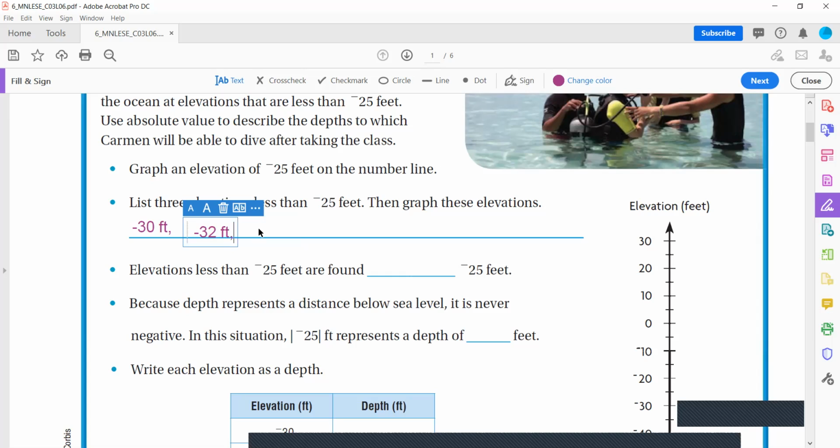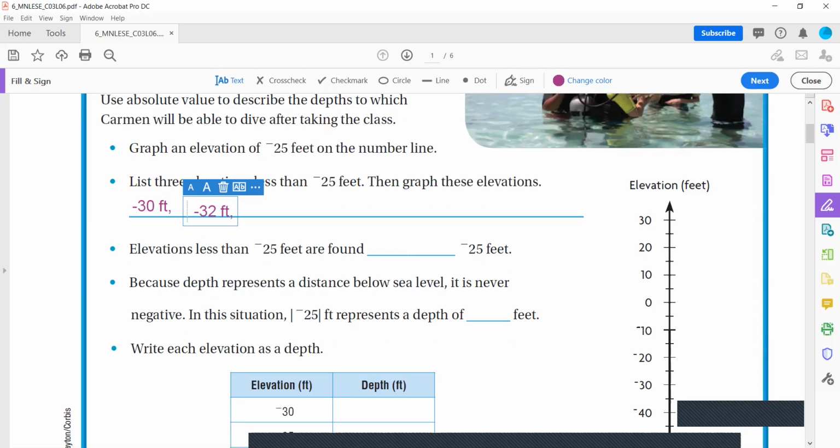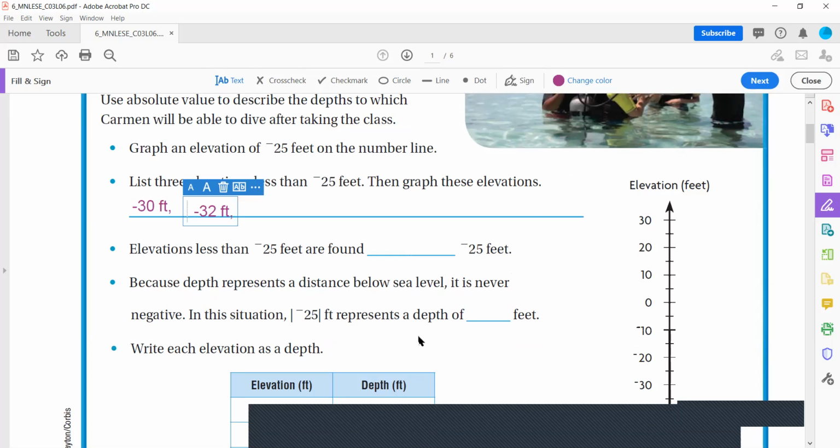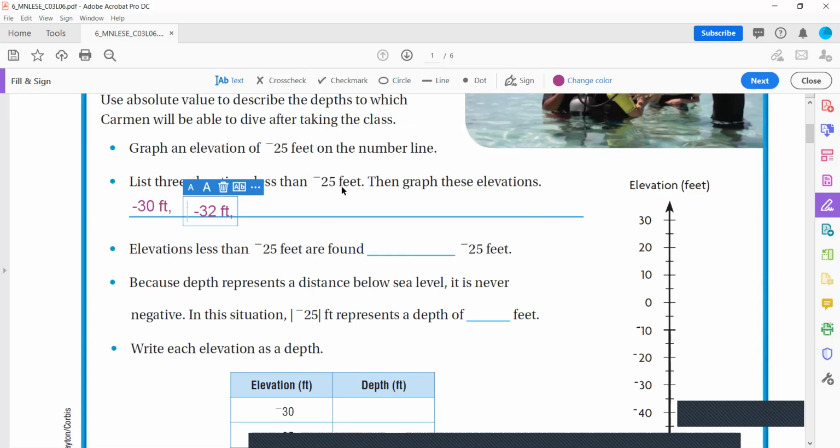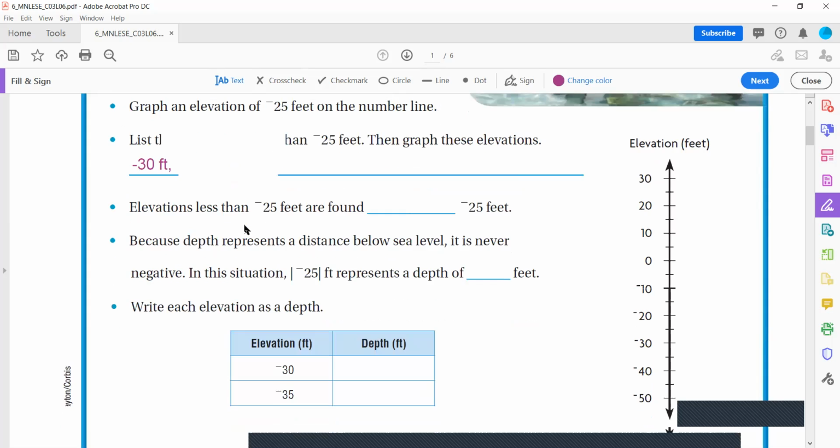Lean, can you tell me any number less than minus 25? Minus 20. No, minus 20 is not less than minus 25. It is more than minus 25. They told me minus 30 and minus 32. Tell me any number, 40 or 50. I'll say minus 40 feet. Did you understand, Lean?